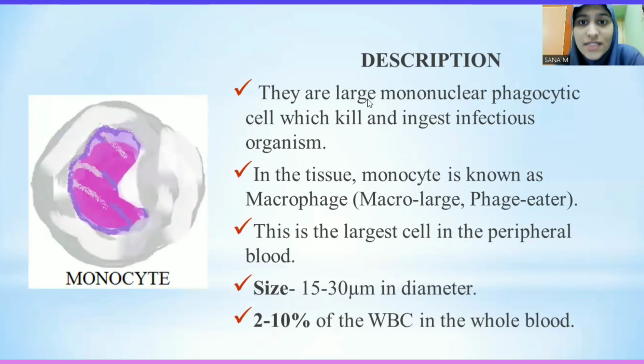Coming to monocyte, they are large mononuclear phagocytic cells which kill and ingest infectious organisms. In tissue, monocyte is known as macrophage. Macro means large and phage is the eater. It is the largest cell in the peripheral blood. Size is about 15 to 30 μm in diameter. Monocytes are 2 to 10% of WBC. They are in the whole blood.